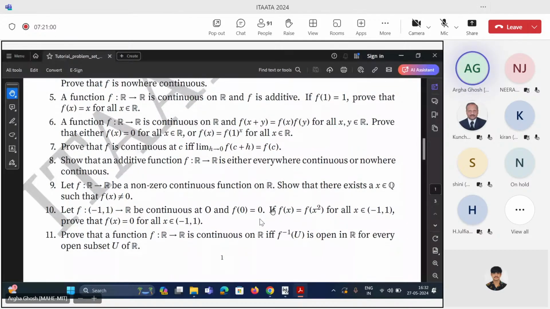Again, I'll give you 5 minutes to think. Show that an additive function is either everywhere continuous or nowhere continuous. That means what? Either it is continuous everywhere or nowhere continuous. So try to solve that: assume that the function is continuous at a point, and from there try to show that it is continuous everywhere. If it is nowhere continuous, then nothing to show. You have nothing to do. So let's say it's continuous at a point, and from there try to show that it is continuous everywhere.